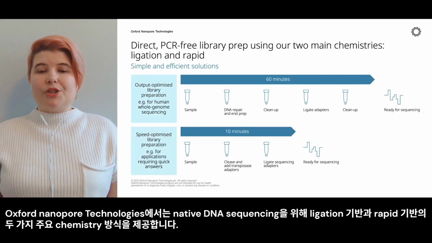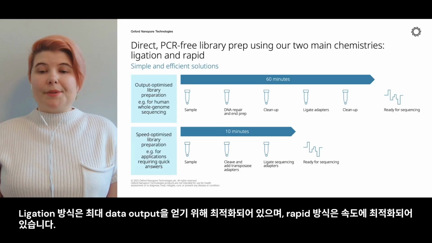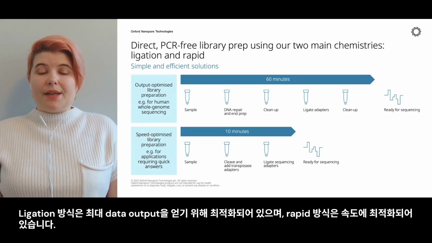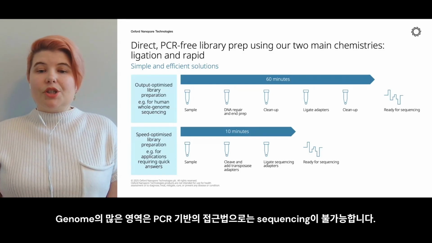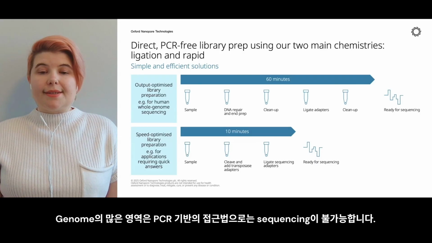Oxford Nanopore Technologies offers two main chemistries for sequencing native DNA, ligation-based and rapid chemistry, with the ligation approach optimized for maximum output and the rapid chemistry optimized for speed. Many areas of the genome are inaccessible to sequencing by amplification-based approaches.